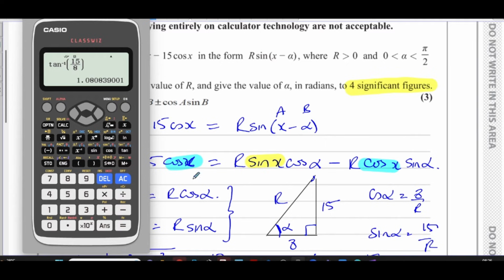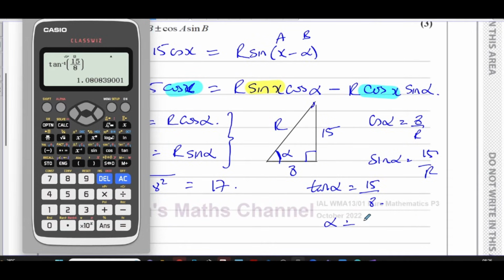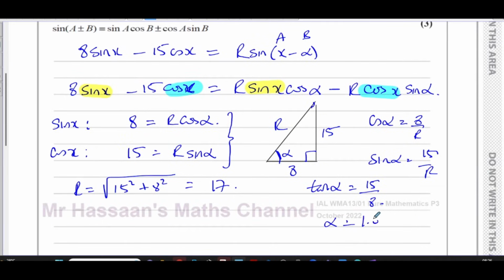That gives us 1.08083, so alpha equals 1.08083 and it continues on. Now we want this to 4 significant figures. So that's 1, 2, 3, 4. We stop over there. So that's going to be 1.081. That's 4 significant figures.